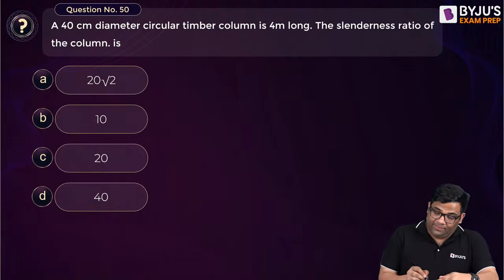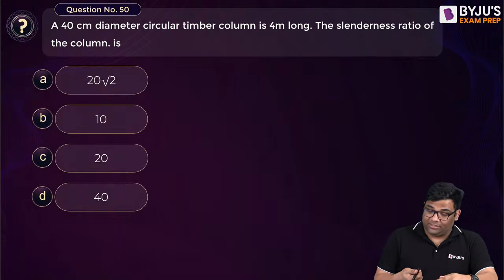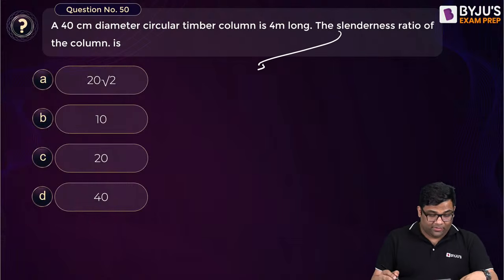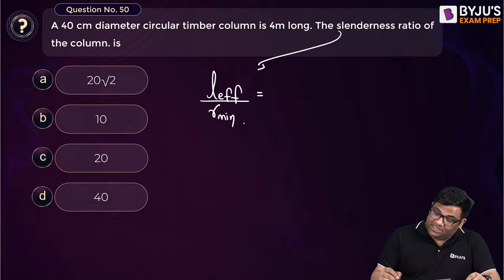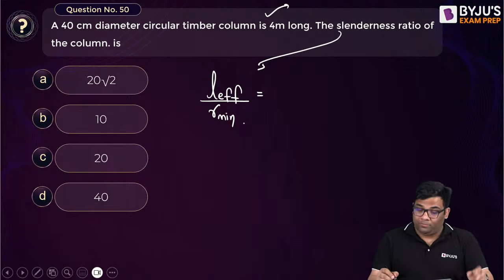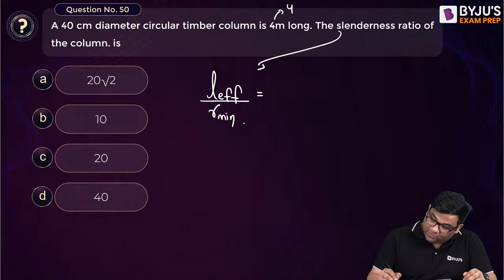Question number 50. A 40 centimeter circular timber column is 4 meter long. What is the slenderness ratio? What is slenderness ratio, by the way? Slenderness ratio is L effective by R minimum. Nothing is mentioned about the support condition, so you can assume this as the effective length. So 4000 mm is the effective length.